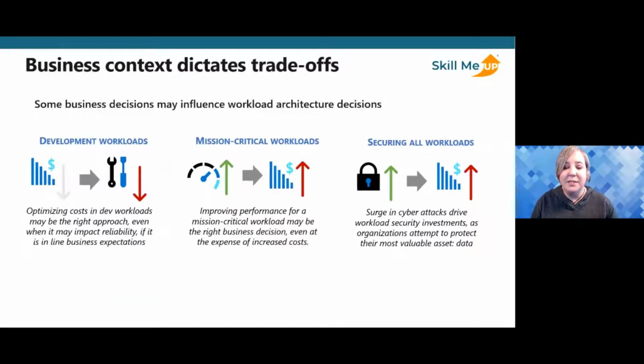So some business decisions will definitely influence workload architecture decisions, right? So things like uptime, SLA guarantees, labeling an application mission critical, right? So these are about thinking through that constant state of iteration. You may want to start optimizing costs inside dev environments first. Maybe you want to just tackle dev environments to begin with.